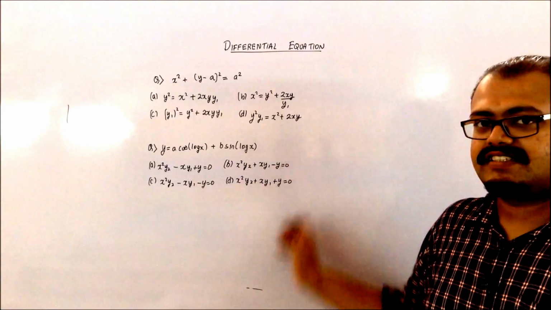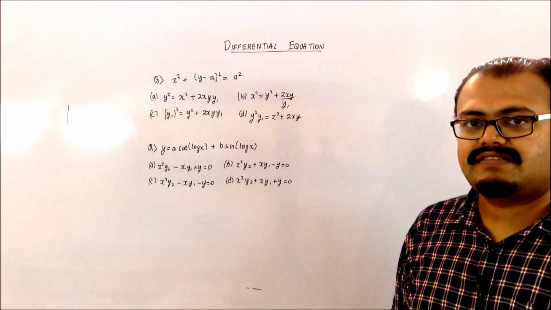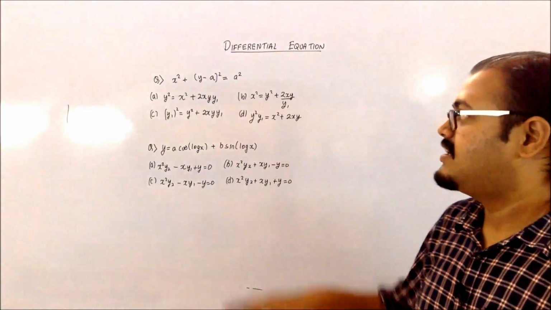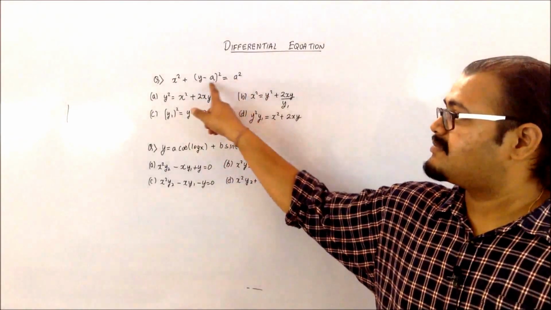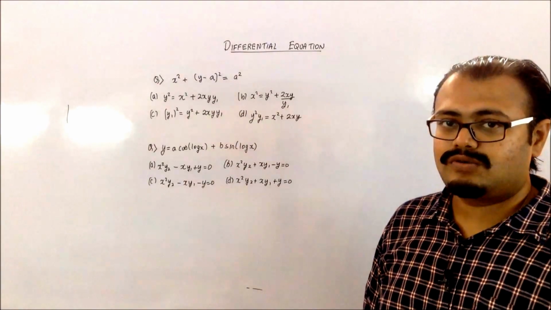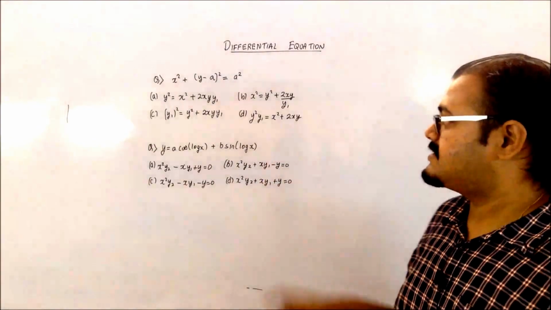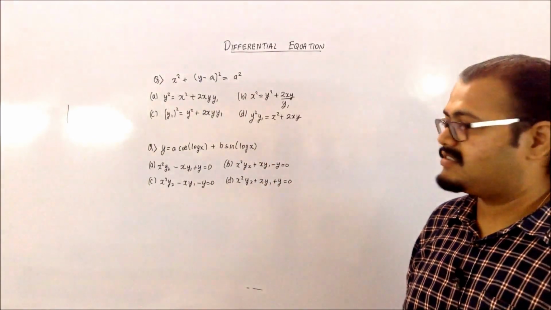These two questions are again about finding the differential equation from the given equation. In this you can see that there is only one arbitrary constant, because you are having the same a inside this bracket. So you don't consider it as 2, you consider it as only one arbitrary constant.